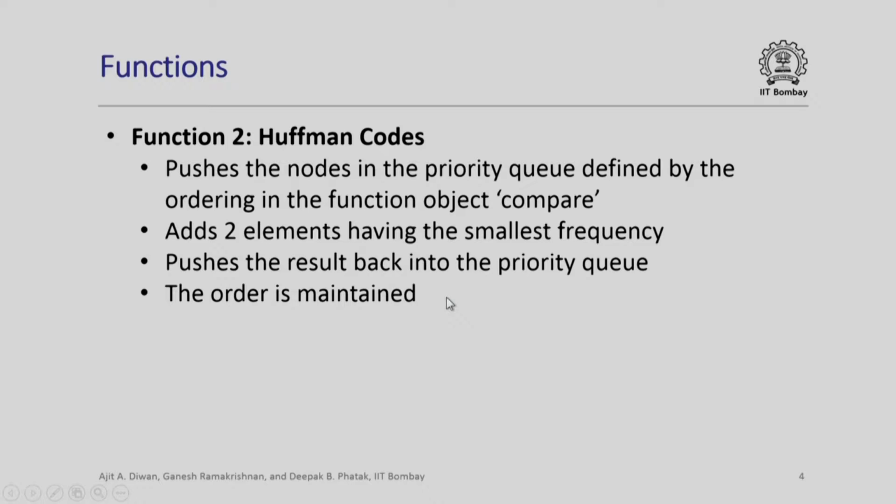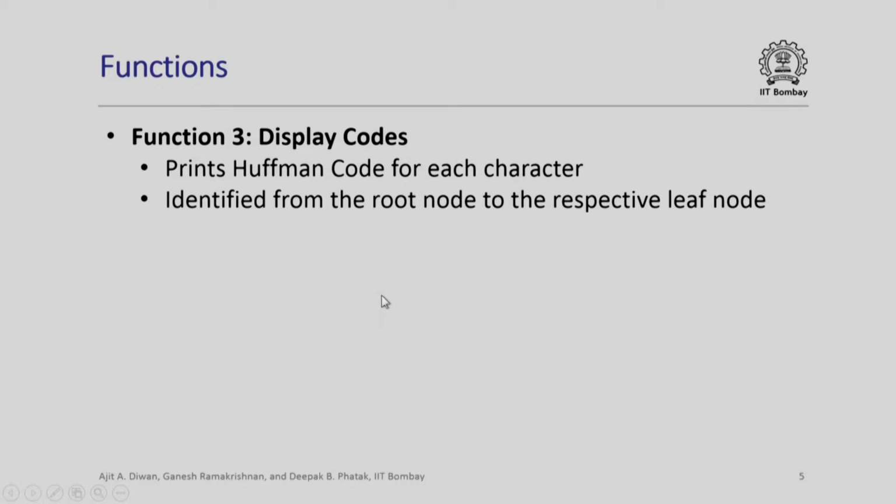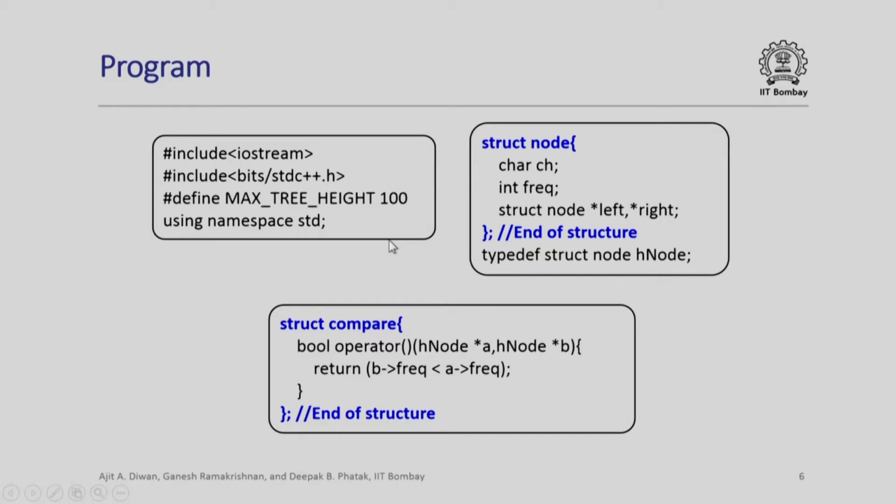So, it is a very simple implementation, and we will use the STL facilities which are available for creating priority queues. We will of course require an additional function to display codes. These will print the Huffman code for each character, and all that we need to do is identify the path from the root node to the respective leaf node to get the code for that particular character which appears in the leaf node. Let us look at the program.